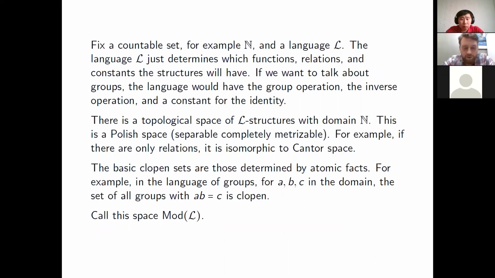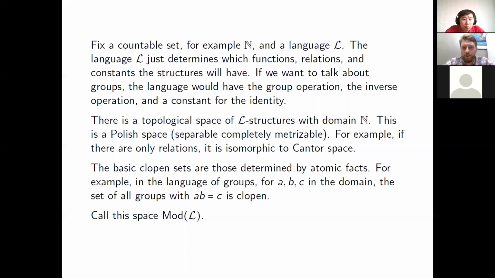So we need to build up a little bit of formalism, but it's still going to be somewhat simple, in a very topological language. So I want to fix a countable set, like maybe just the natural numbers. And this is going to be the domain of all the objects that I'm going to talk about. And I want to fix a language. So what do I mean by a language? Well, basically, I'm going to fix some names for functions and names for relations and names for constants that all the objects I'm going to talk about are going to have, right?